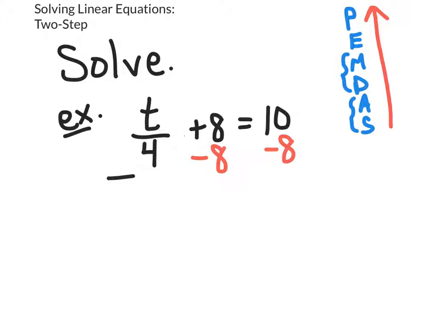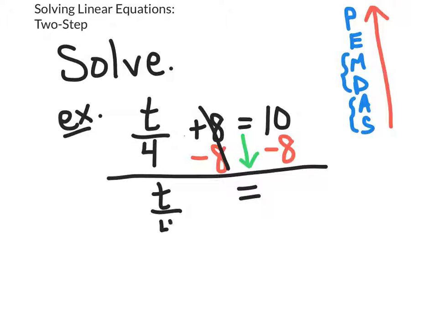I'm going to give myself a line here to separate this work. The very next step is I'm going to copy down my equal sign. I always like to copy my equal sign first to separate the left and the right-hand side. I'm going to cancel those 8's. They go away. On the left-hand side, I have t divided by 4, and on the right-hand side, 10 minus 8 is going to give me 2.